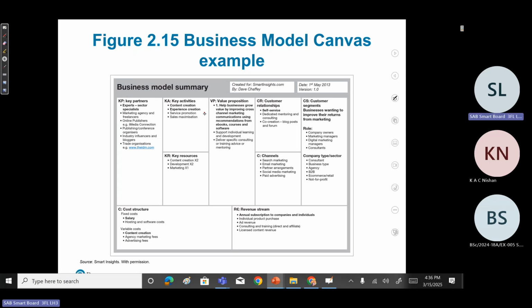Value proposition, customer relationship, customer segments, channels, and revenue stream are the revenue side. So how many elements are there on the revenue side? 1, 2, 3, 4, 5. Five elements out of nine are the revenue side, starting from value proposition. Then the other side is the activity and cost side.